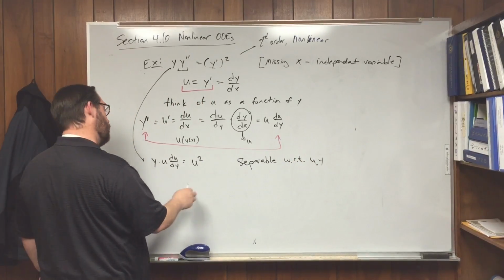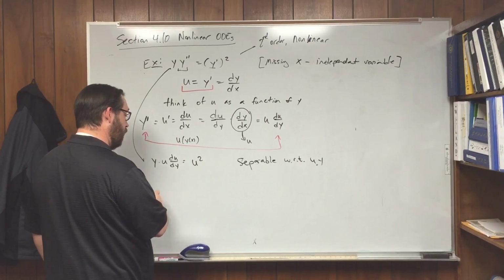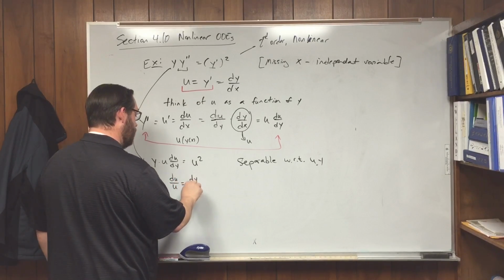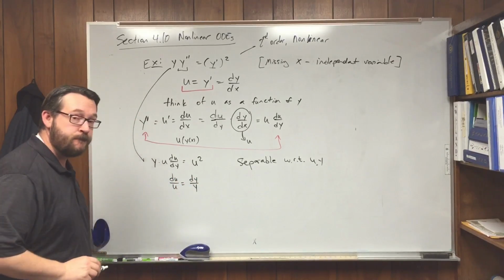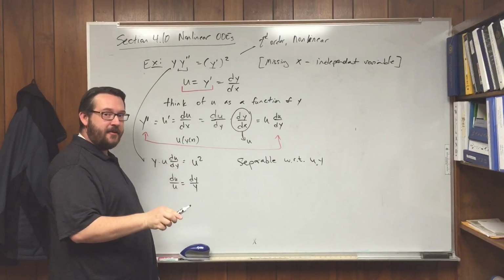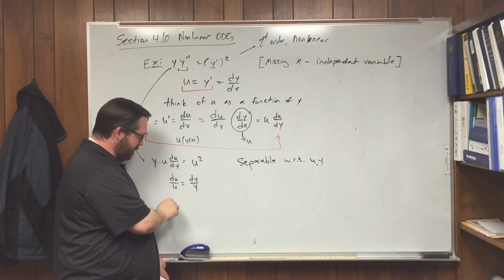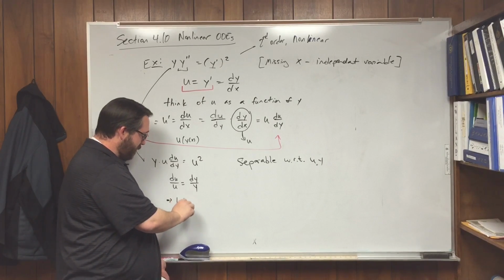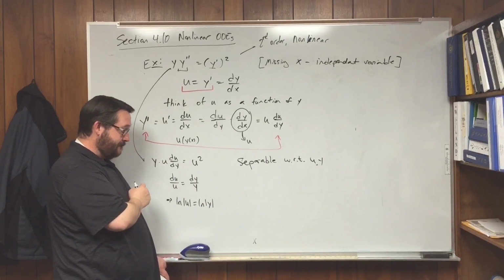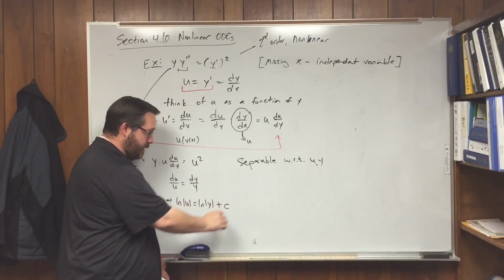So I can rewrite this by moving the u squared to the left-hand side, take y and dy over to the right-hand side. I end up with du over u equals dy over y, applying the proven technique of separation of variables. Integrate both sides. That means the natural log of u equals the natural log of y plus the integrating constant c.